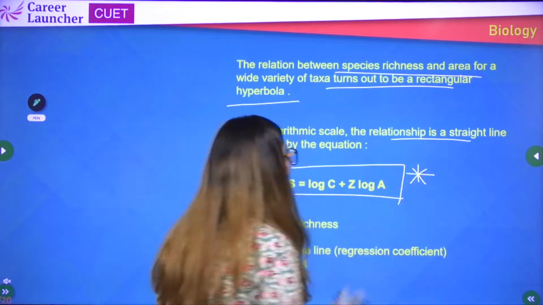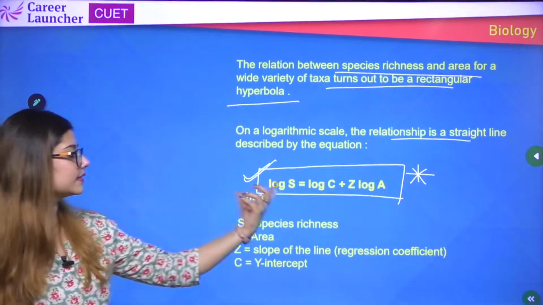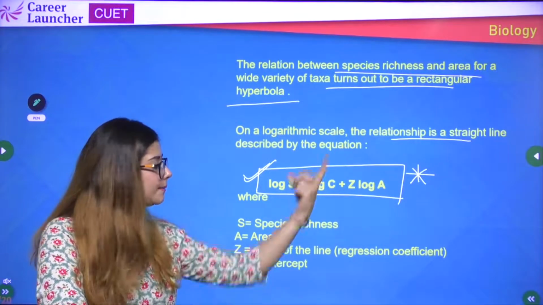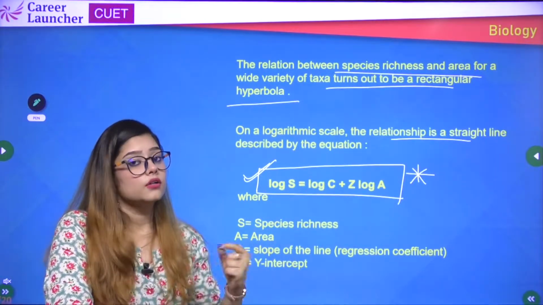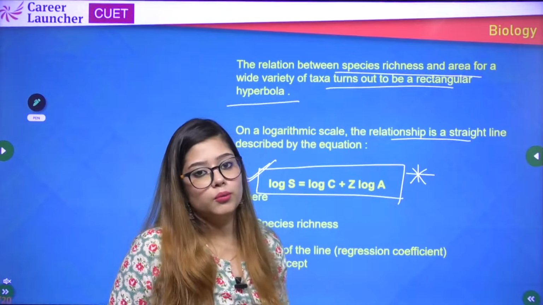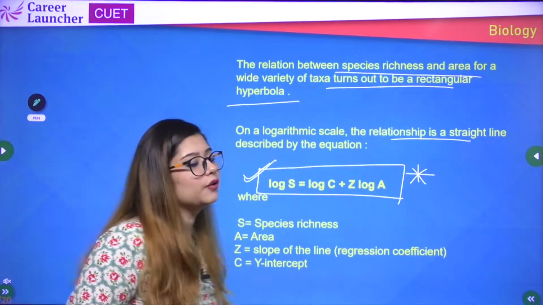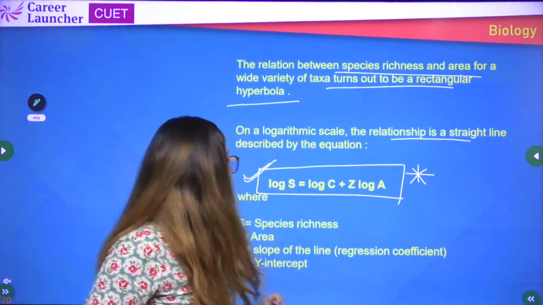Important equation, इससे क्वेश्चन आ सकता है. किसी एक की वैल्यू ना देके बाकी सबकी वैल्यू देके आपको जिसकी वैल्यू नहीं दी है वो निकालने को बोल सकते हैं, right. So if you know the formula, you can solve that question very, very easily, right.